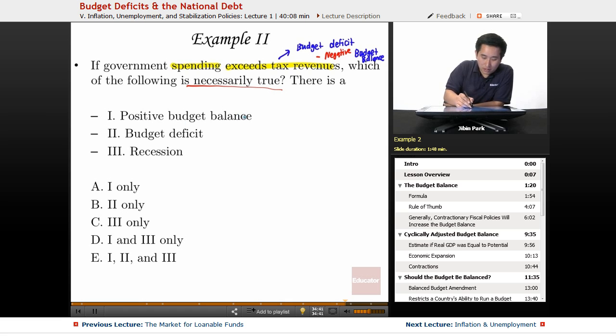So is it a positive budget balance? That is absolutely incorrect. It's a negative budget balance. Is it a budget deficit? Absolutely.